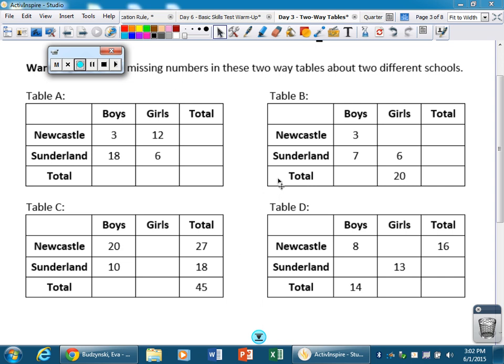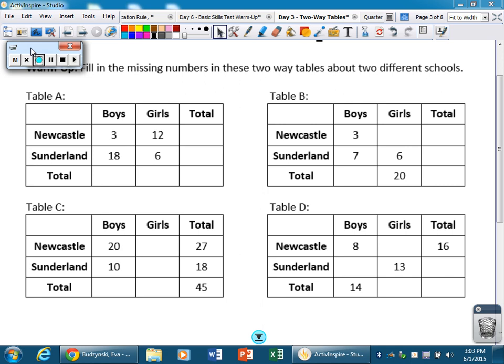Okay, welcome. So what we're talking about today are two-way tables. You should have been working on this warm-up as your computer was logging in and going to this video. Now these are actually two-way tables that we're looking at now. I'll go more into the formal definition of everything later, but I just wanted you to become familiar with these tables. Kind of look at them, see what's going on here.